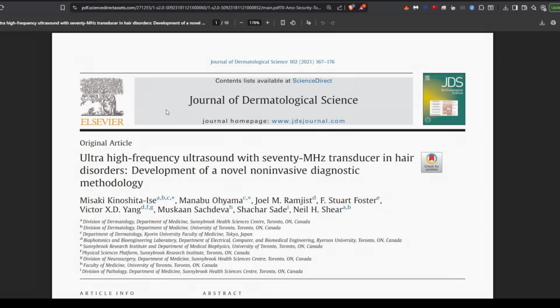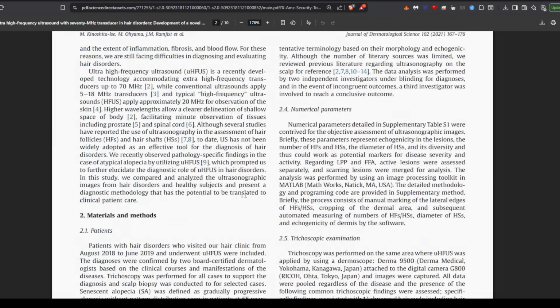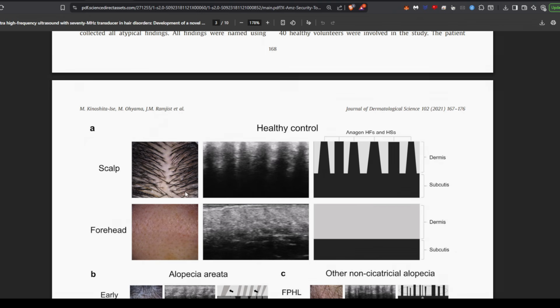That's pretty important. Anyway, by using ultrasound imaging, in this particular study titled, quote, "High Frequency Ultrasound with 70 Megahertz Transducer in Hair Disorders: Development of Novel Non-Invasive Diagnostic Methodology," unquote. This is a really, really interesting study. I'll just skip to the point over here. So what we can see here is a healthy scalp. And these sort of tubular structures, these are hair follicles.